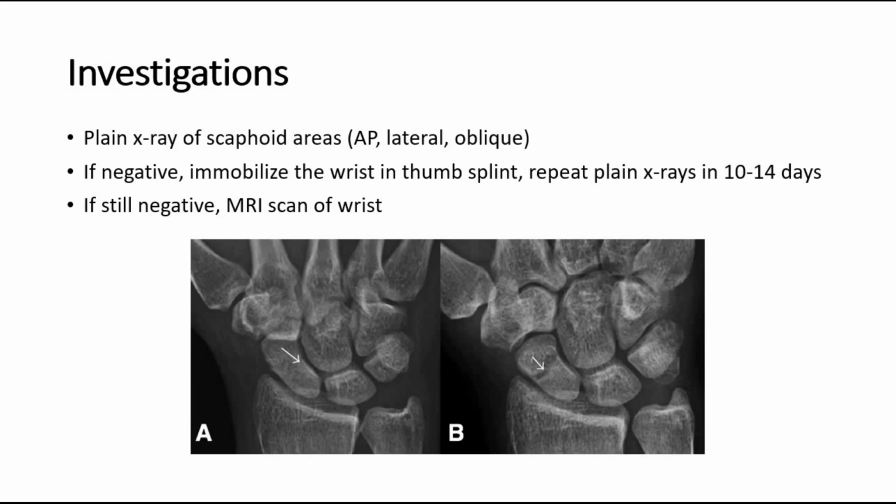If repeat radiographic imaging is negative, however, clinical findings are still in keeping with a scaphoid fracture, an MRI scan of the wrist is indicated. These are some pictures. Picture A shows an initial AP radiograph showing a subtle linear lucency within the scaphoid. After 12 days, another X-ray was taken, shown in picture B, where there is a more pronounced lucency observed.